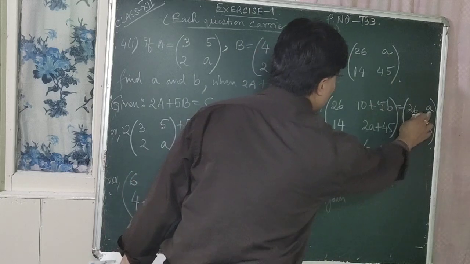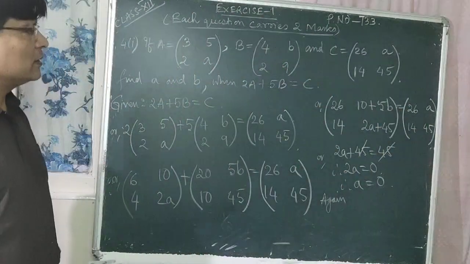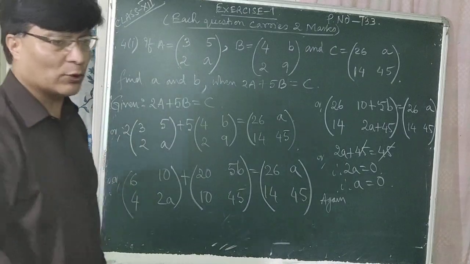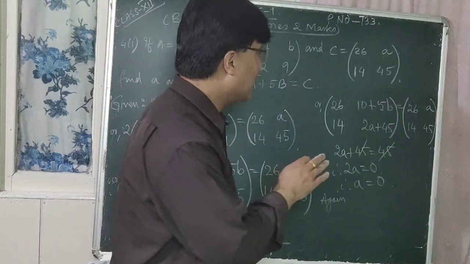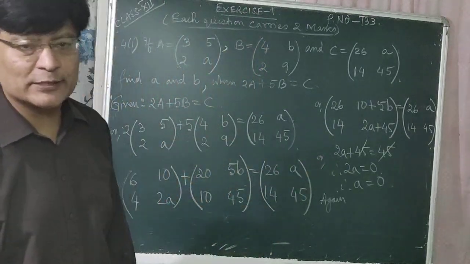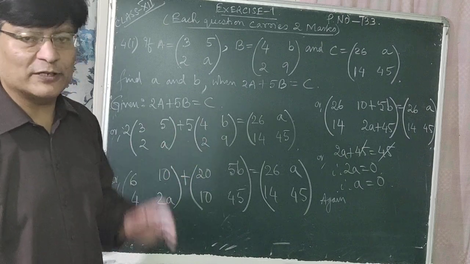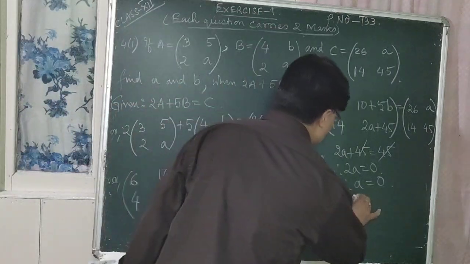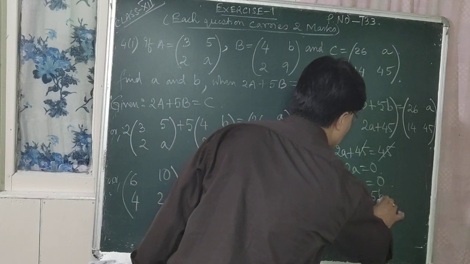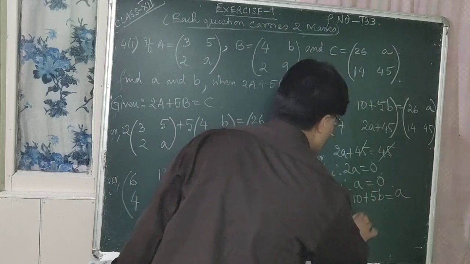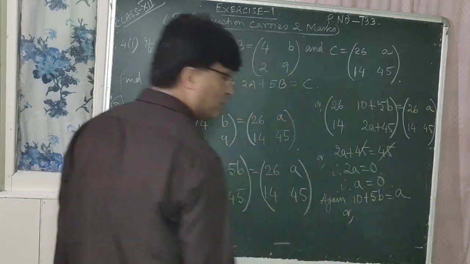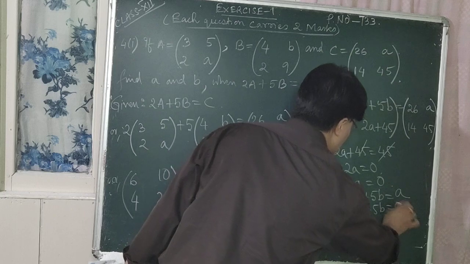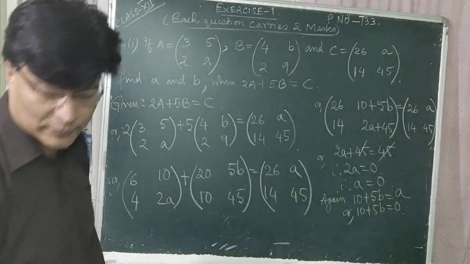Again, the second element in the first row on both the sides must be equal, from the definition of equality of two matrices, right? So again 10 plus 5B is equal to A. Here A is 0, right? You can put the value for A in this case. So it is 10 plus 5b is equal to 0. Is that clear to all of you?